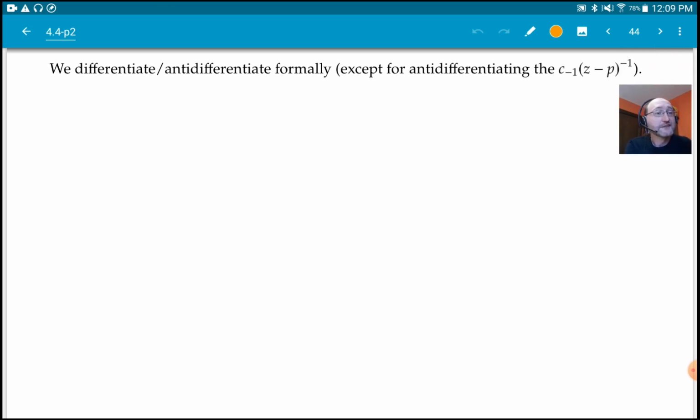All right, now let's talk about how we can differentiate and anti-differentiate. This term is going to be an exercise. It's the same idea as for power series. I guess there's one more sort of hitch here. We cannot anti-differentiate the negative first exponent. So the negative first term in the Laurent series does not have an antiderivative, right? So we can't anti-differentiate it.